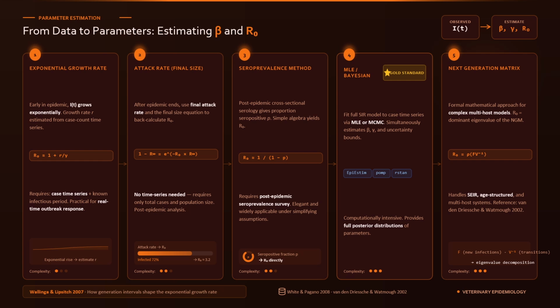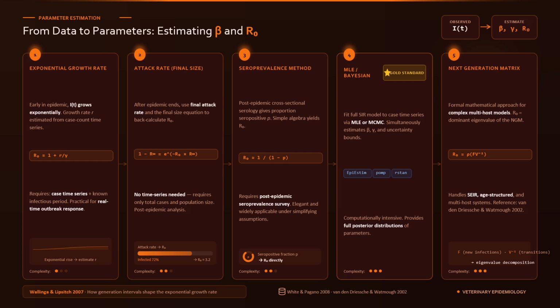This depends on getting good parameters. So how do we actually estimate beta and R naught from data? There are 5 main approaches. Early in an outbreak, the exponential growth rate method uses how fast cases are rising. R naught is roughly 1 plus r over gamma. After an epidemic ends, the attack rate or final size method back-calculates R naught from the total proportion infected. The seroprevalence method uses post-epidemic serology. R naught is about 1 over 1 minus P.